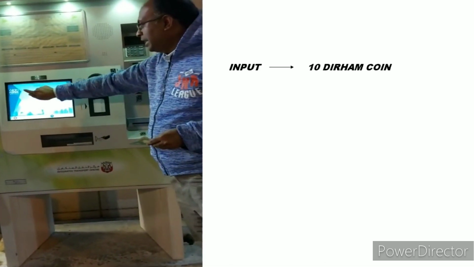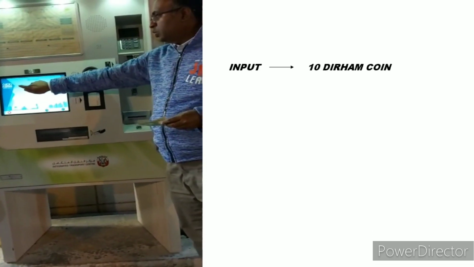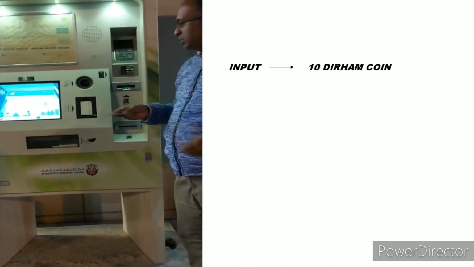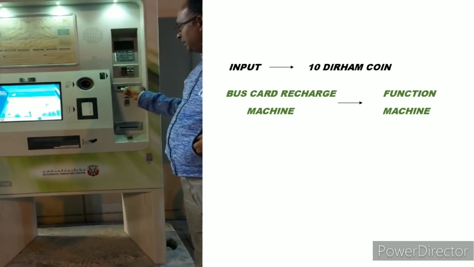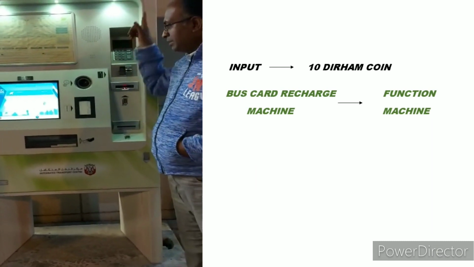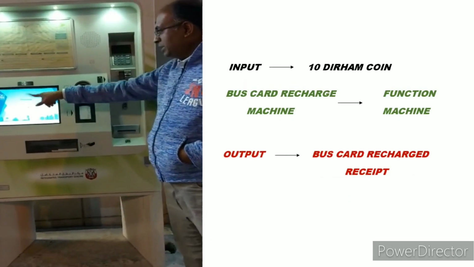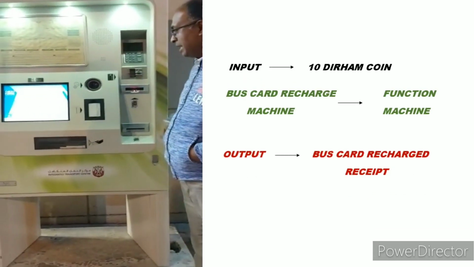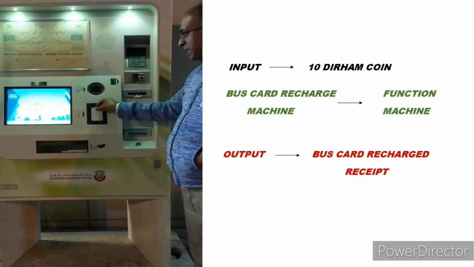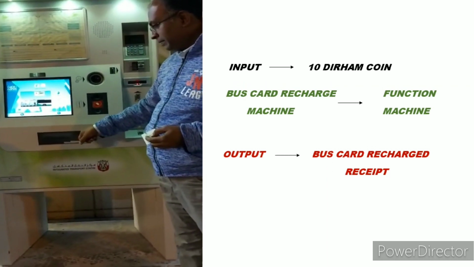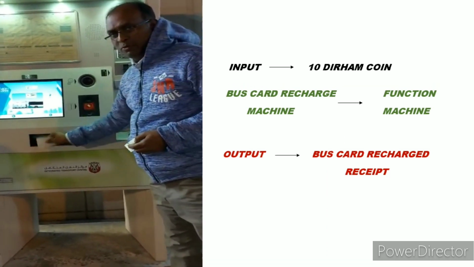Dirham is the input. I am going to recharge now. Here is the add balance. So I am going to recharge the card with 10 dirham. I selected cash with receipt. So I insert 10 dirham as input, and this machine is like a function machine. You can see it is processing. Now I take out my card, and my output I got here as the receipt. See, this is my output.